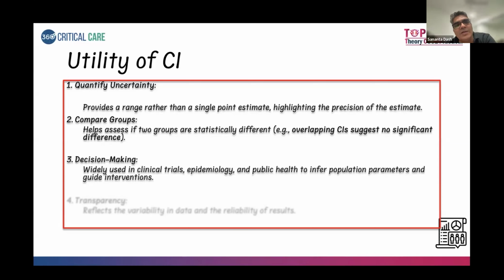Third, decision making: it is widely used in clinical trials, epidemiology, and public health. This is the way you represent the data with the confidence interval. And transparency reflects the validity of the data and reliability of the result. If your confidence intervals are overlapping each other, then your effect is probably not valid, compared to when your confidence intervals are non-overlapping. That means your effect is more pronounced and more effective, or significant.